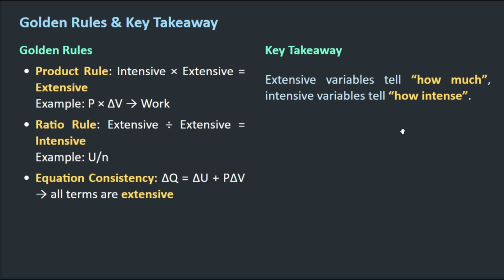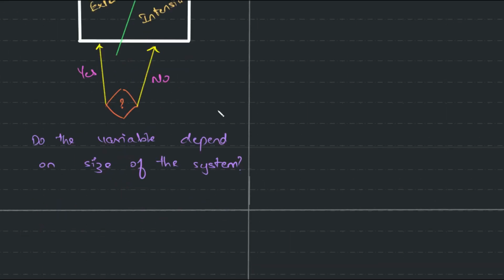Now, you guys have studied all of this. Honestly, I know that you have. So why are we repeating? There's an important result that we need to be very clear with: the golden rule and key takeaway. Let me explain it this way.